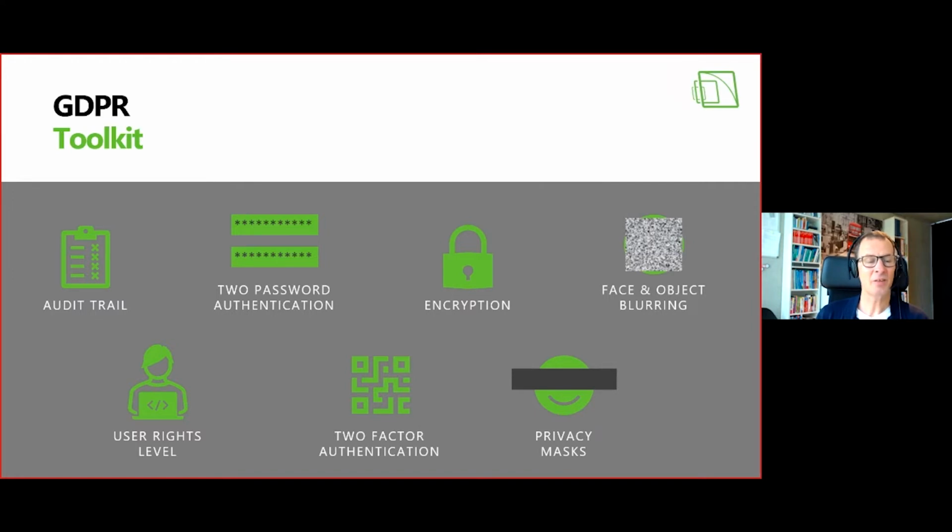And at the end, everything needs to be registered on an audit trail: what has been done in the system by this user and when, what camera has been seen. Everything is listed in the audit trail and can be read out, can be reported, etc. So what we want to concentrate on today is the face and object blurring, because this is the topic of this webinar. But you see, this is only a portion of the GDPR toolkit that we have, but it gives you an idea what we can do.